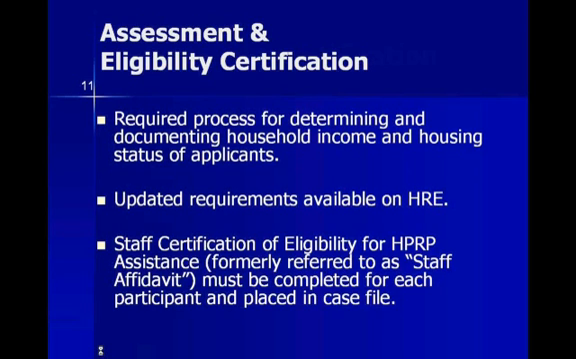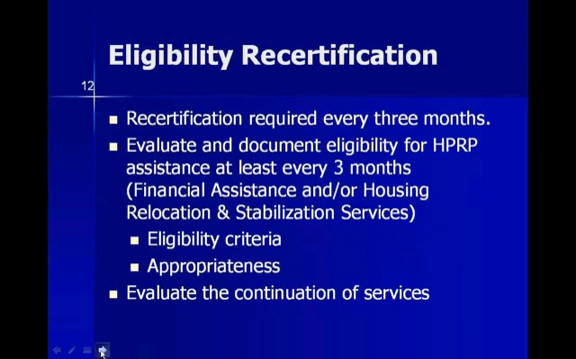is on eligibility recertification. I touched on this just moments ago when I was talking about having to redo the staff certification. As you know, recertification for HPRP is required every 3 months. Grantees need to evaluate and document eligibility for HPRP assistance at least every 3 months, whether it's financial assistance or housing relocation and stabilization services. So we know that many clients will only need a few months of service, and so it's important to be assessing at least every 3 months to confirm how well the program is meeting your client's needs. It may be that the assessment will find that more or different services are needed to assure housing stability.